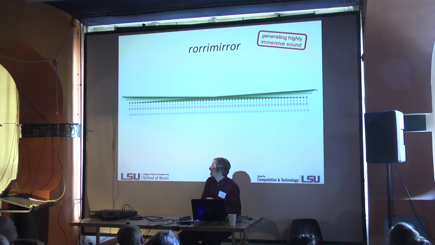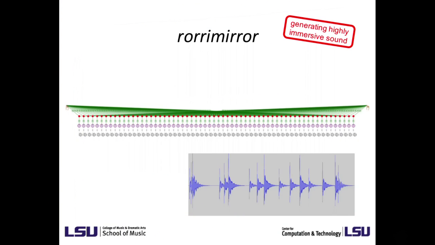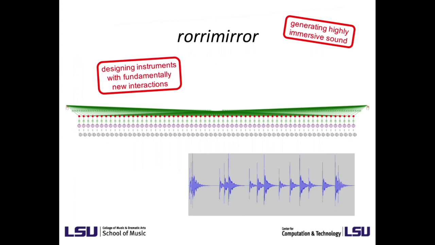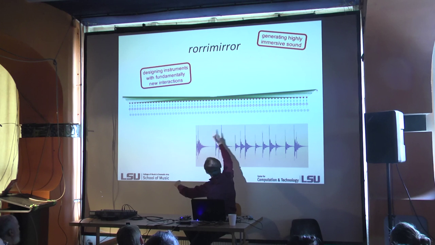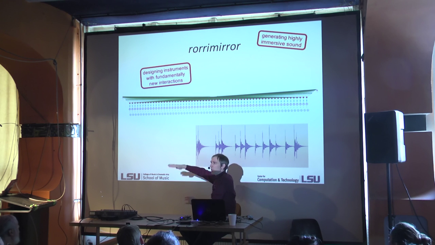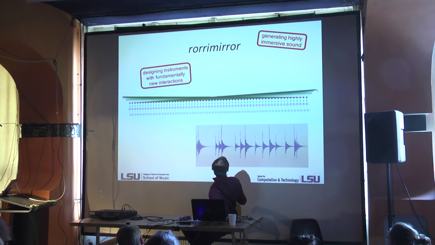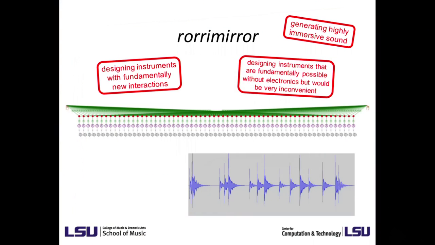But with 62 loudspeakers, it makes a highly immersive sound. And it's an instrument that is a fundamentally new interaction in terms of how you pick up all of these masses that are bouncing. It would be really hard to pick up 62 different balls bouncing on top of resonators using a physical object in the real world, but you could do it. But anyway, it's a lot easier with electronics. And it has this nice way of algorithmically generating music if you're just dropping a few of them also.